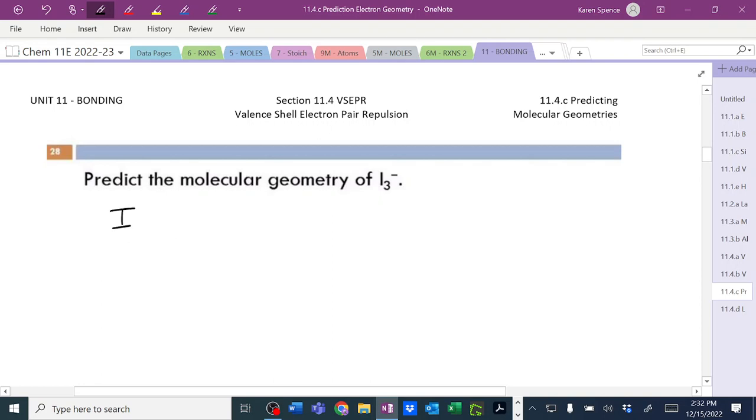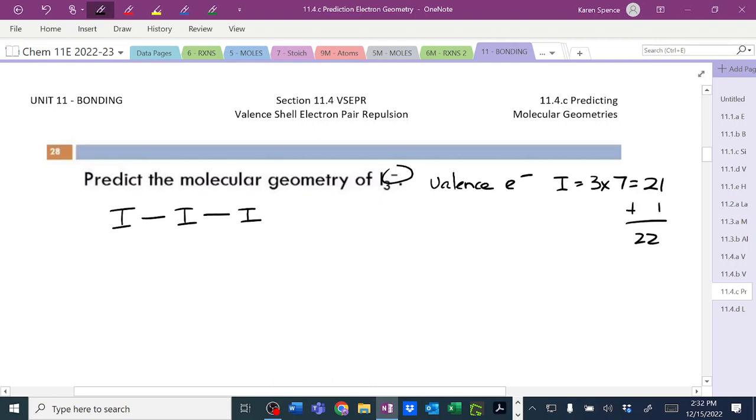What do I need to do next? Count the valence electrons. I is, we have 3 times 7 is 21, but it is also negative. So we have 22 valence electrons.